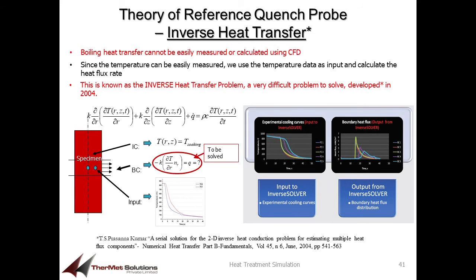So essentially, the input to the inverse solver is in terms of the temperature time diagrams as the specimen cools down, and the output from the inverse solver is the heat flux, the boundary heat flux. Now, knowing the boundary heat flux and the boundary temperature, you can find out the HTC and develop the model for inputting to the software.